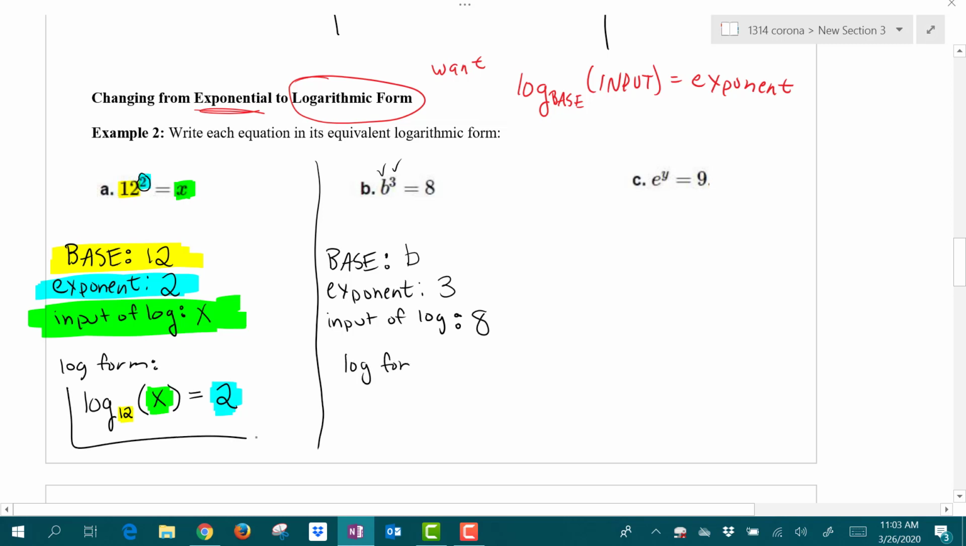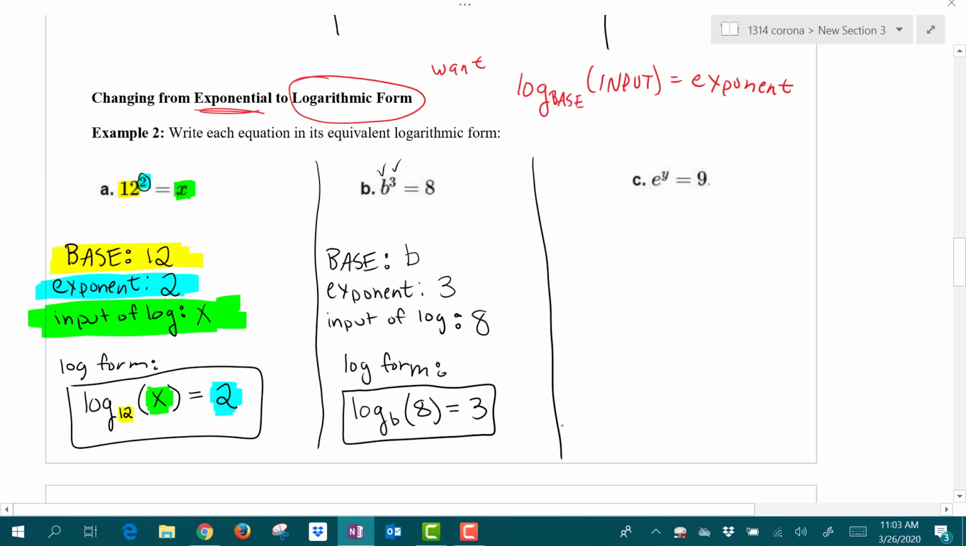Okay, put a box around this just so we remember that's our final answer. What's the log form of this? Okay, the log form, we have to write the word log. We're going to put a base. The base was b, a little tiny b to the bottom right of the word log. The input of the log is 8, is equal to the exponent, which is 3. That would be our final answer.